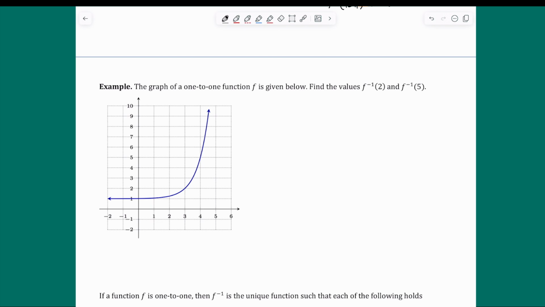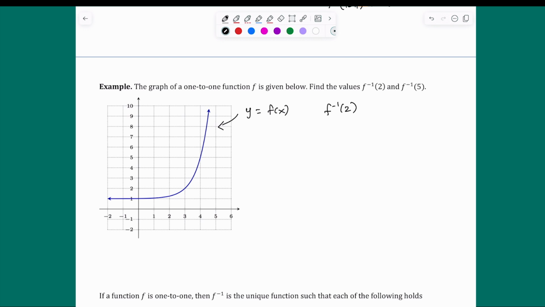All right, the graph of a one-to-one function f is given below. Find the values of f inverse of 2 and f inverse of 5. So once again, this is not the graph of f inverse. This is the graph of f of x. So we have to use this to find the outputs of the inverse function. All right, so we're looking at f inverse of 2. We want to know what the output is when the input is 2.